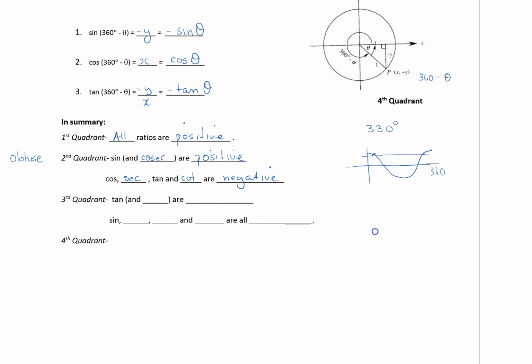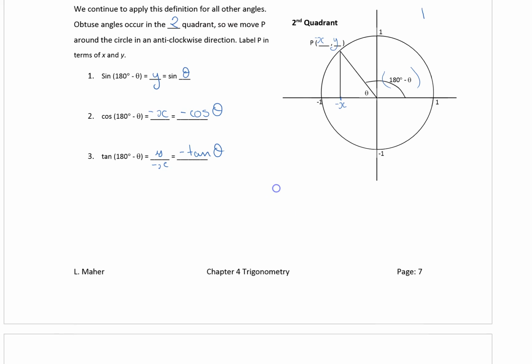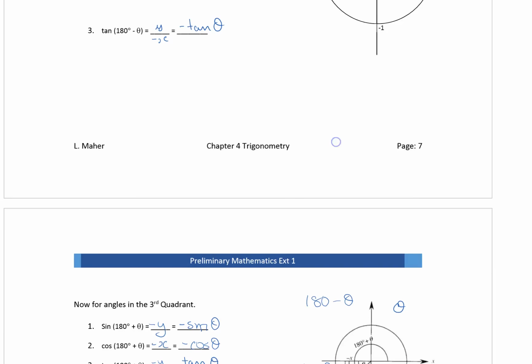Now I'll just slide that down. And let's go back just to confirm that. So in the second quadrant, here we were, sine was the same as the sine of theta, so it was a positive. But cos of these obtuse angles was negative, and tan of these obtuse angles was also a negative.